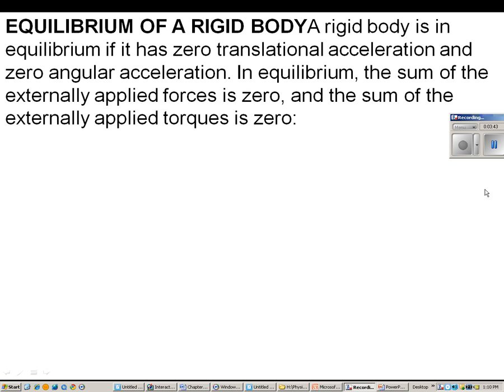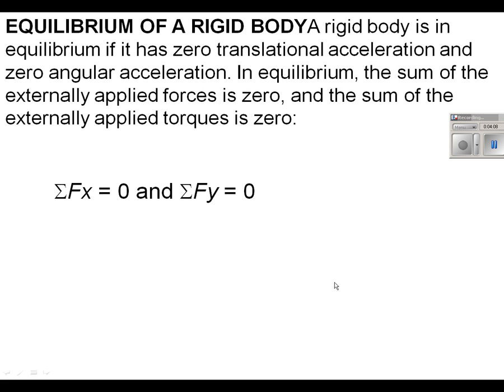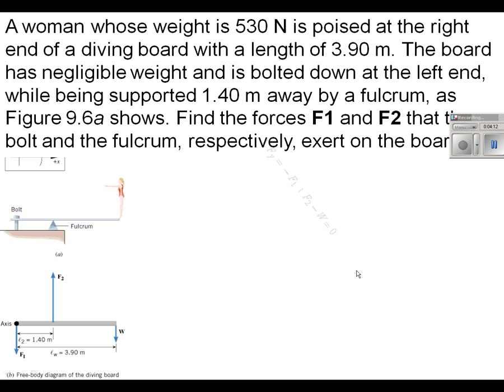In equilibrium, the sum of the externally applied forces is 0. And the sum of the externally applied torques is 0 as well. So in other words, the sum of the forces equals 0, and the sum of the torques equals 0. So here we have the sum of the forces in the x direction adds up to 0, the sum of the forces in the y direction adds up to 0, and the sum of the torques adds up to 0.